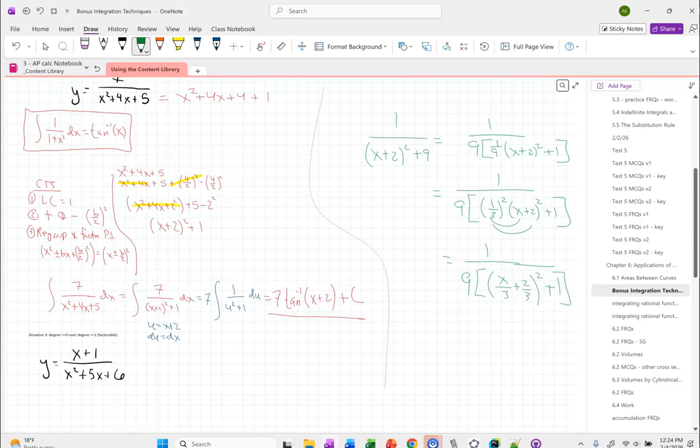How can you tell the difference between where you need to do polynomial division and where you need to do completing the square? Okay. If the degree of the numerator is greater than or equal to the degree of the denominator, it must be polynomial division. If it's not, then it's either going to be this tan inverse completing the square piece, or it's going to be the next option. We'll look at the next option here in a moment.